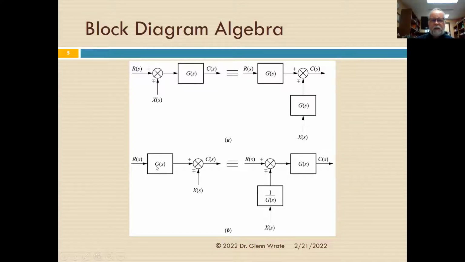Same thing with this, if we want to move from before the summing junction to after the summing junction, it's okay to put the G(s), but now this feedback path has to be 1 over G(s).